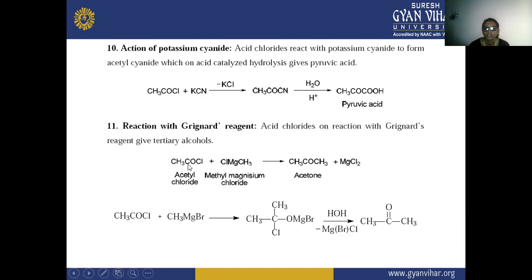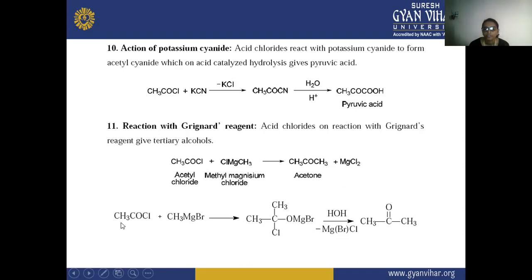So in this, the CH3COCl and the CH3MgCl. The Mg is having the positive charge and the methyl is having the negative charge. And this Cl is having the negative charge, and CH3CO is having the positive charge. So here, this methyl, which is having the negative charge, gets attached to this carbon, that is your CH3CO, and there is a formation of this acetone. The Cl, which is having the negative charge, and this MgCl, which is having the positive charge, react, and there is a formation of MgCl2.